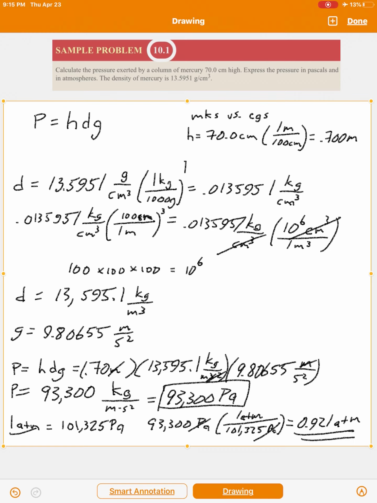Okay? Sea level, 1 atmosphere. 0.921 atmosphere, that's probably the typical pressure you would get due to the air at, I don't know, 2,000 feet or 3,000 feet or something like that. Okay, so there you go. We have it in pascals and we have it in atmospheres. That's sample problem 10.1.